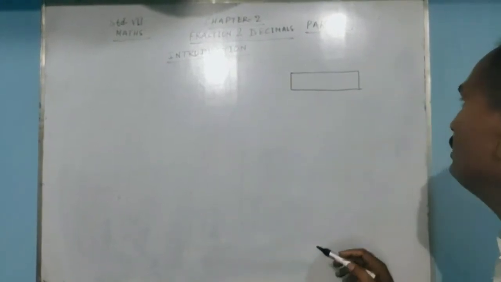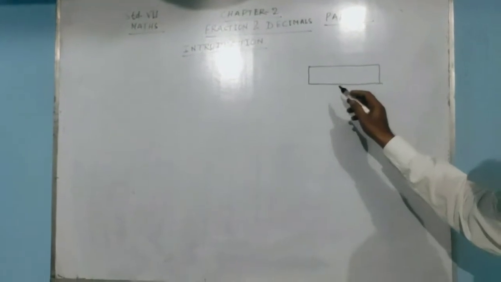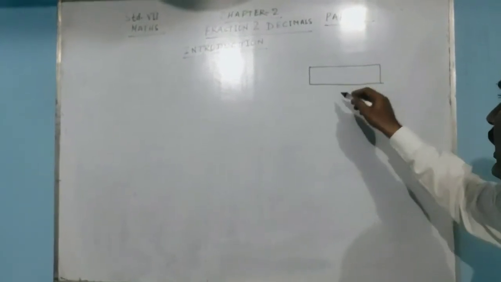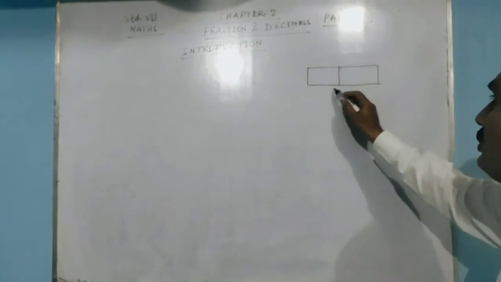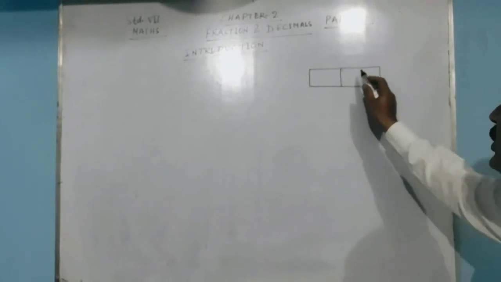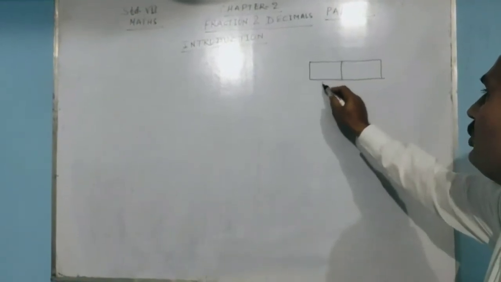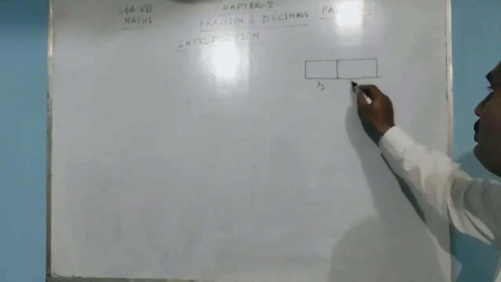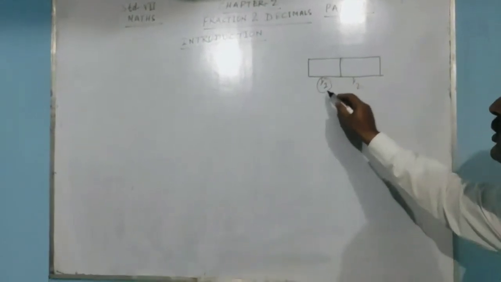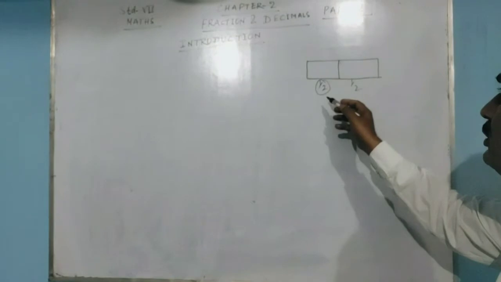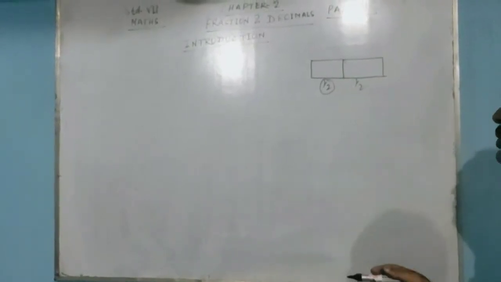This is a rectangle, a whole rectangle. I want to divide it into two parts. Okay, there are two parts in this rectangle. Each part is 1 by 2. So this is a fraction. Each part of a whole is called a fraction.